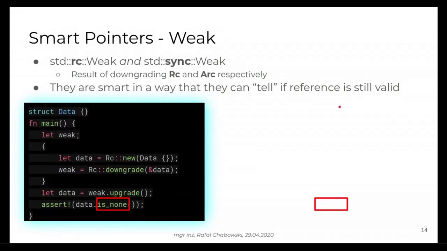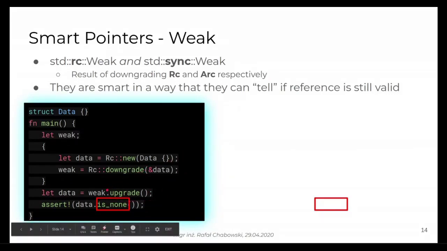And well, if there's a shared pointer, there must be a weak one. Actually, there are 2 different flavors of weak pointers. One is for Rc, one is for Arc. And these are the results of downgrading Rc and Arc, respectively. And they are smart in a way that they can tell if the reference is still valid. Creating such pointers does not increase the reference count. But before you use it, you need to explicitly try to upgrade this to a strong pointer.